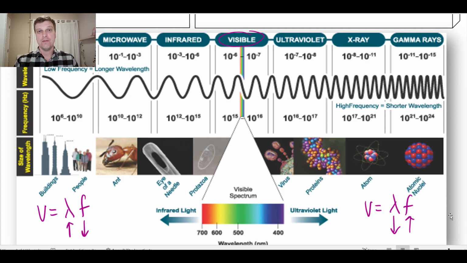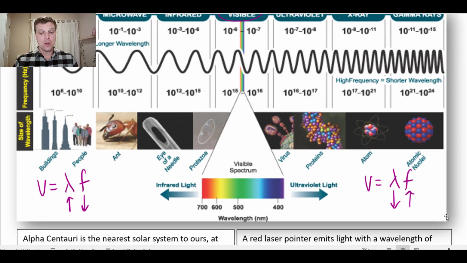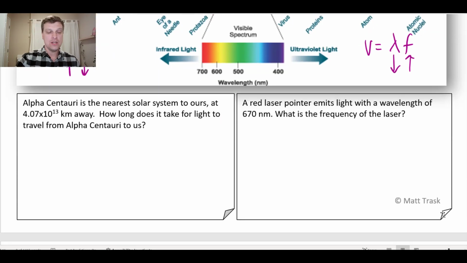Now, it's important to notice that even though all these things travel at the same speed, they do have very different energies. Radio waves have lower energy, and gamma rays have very, very high, dangerously high energy. That's because they're at a higher frequency. So they travel at the same speed, but the higher the frequency, the higher the energy, and those two are related. So let's just do a couple of quick calculations.